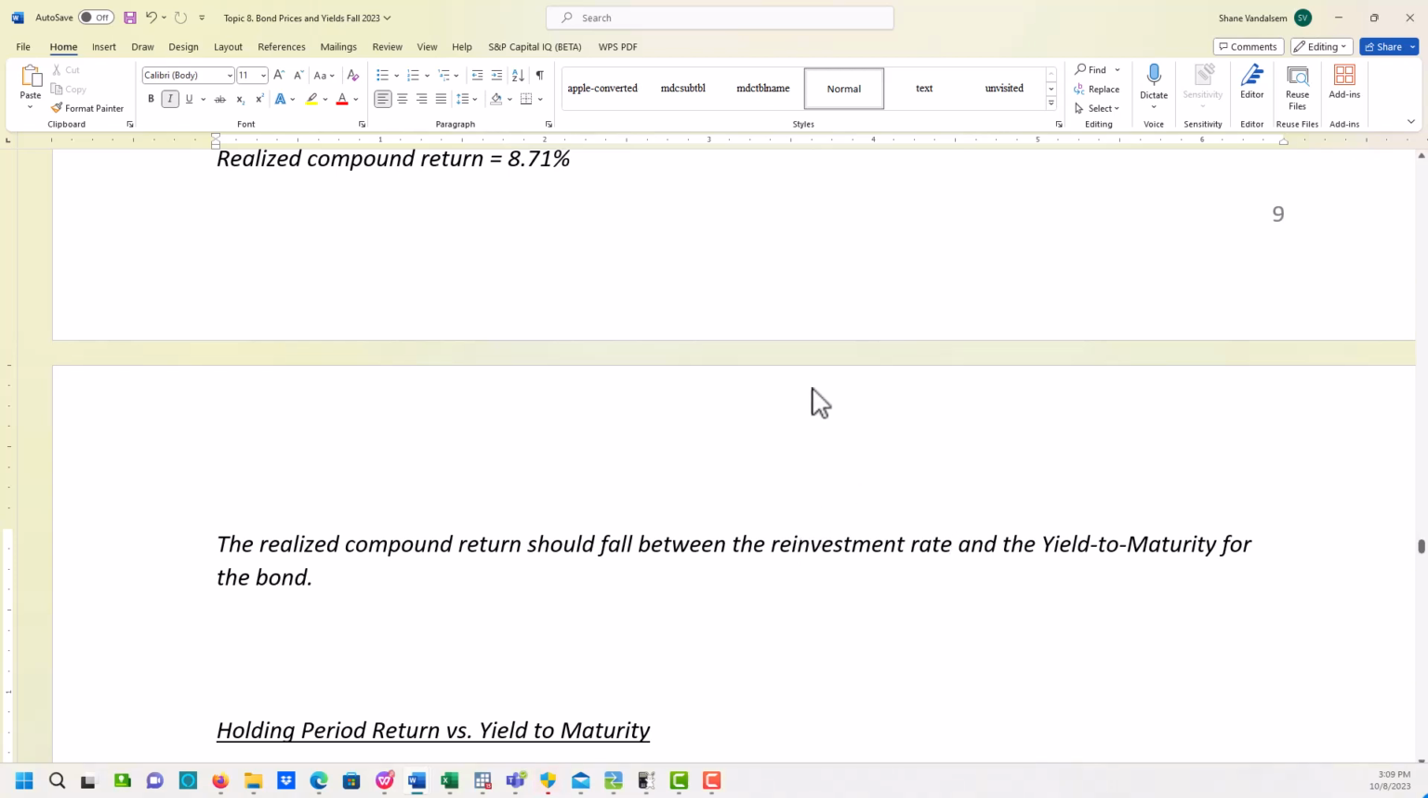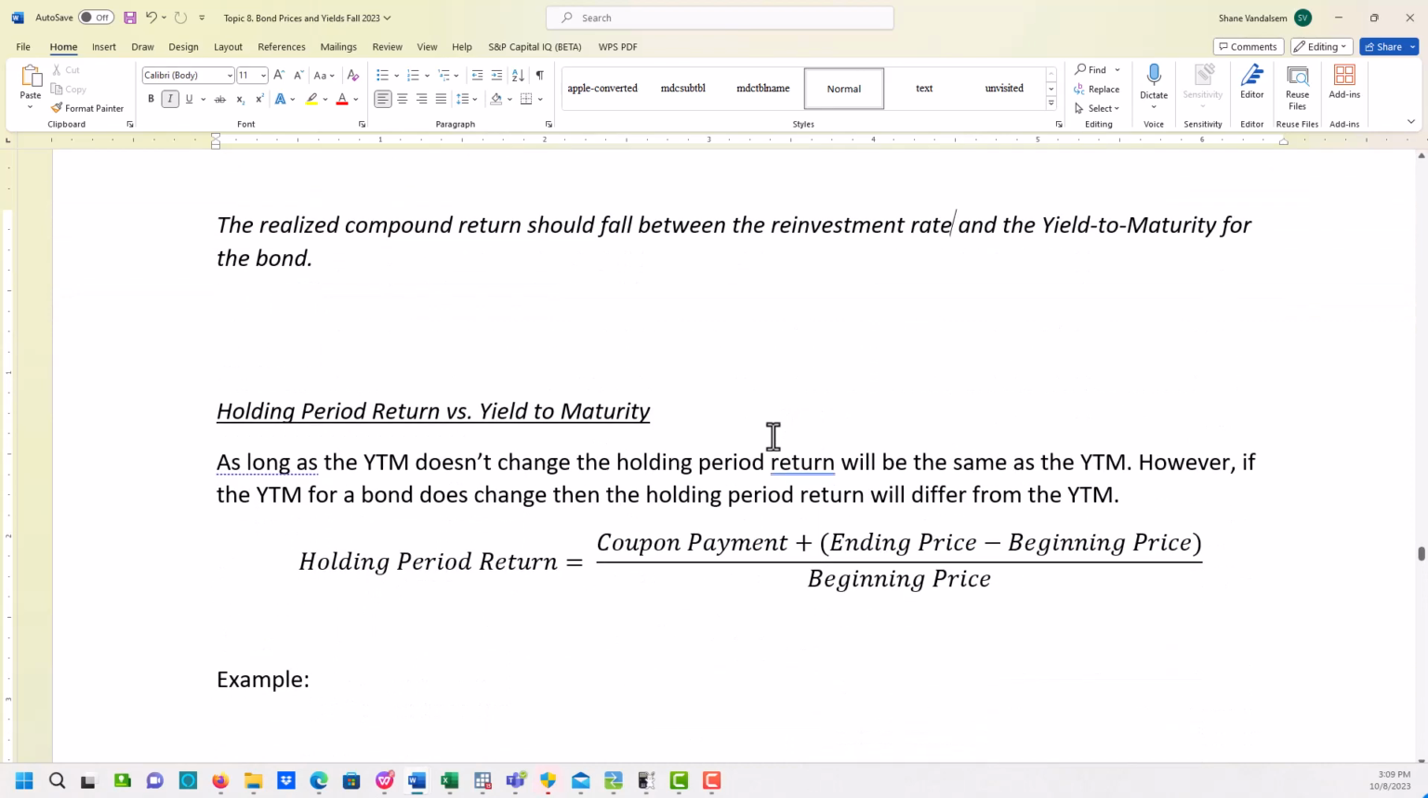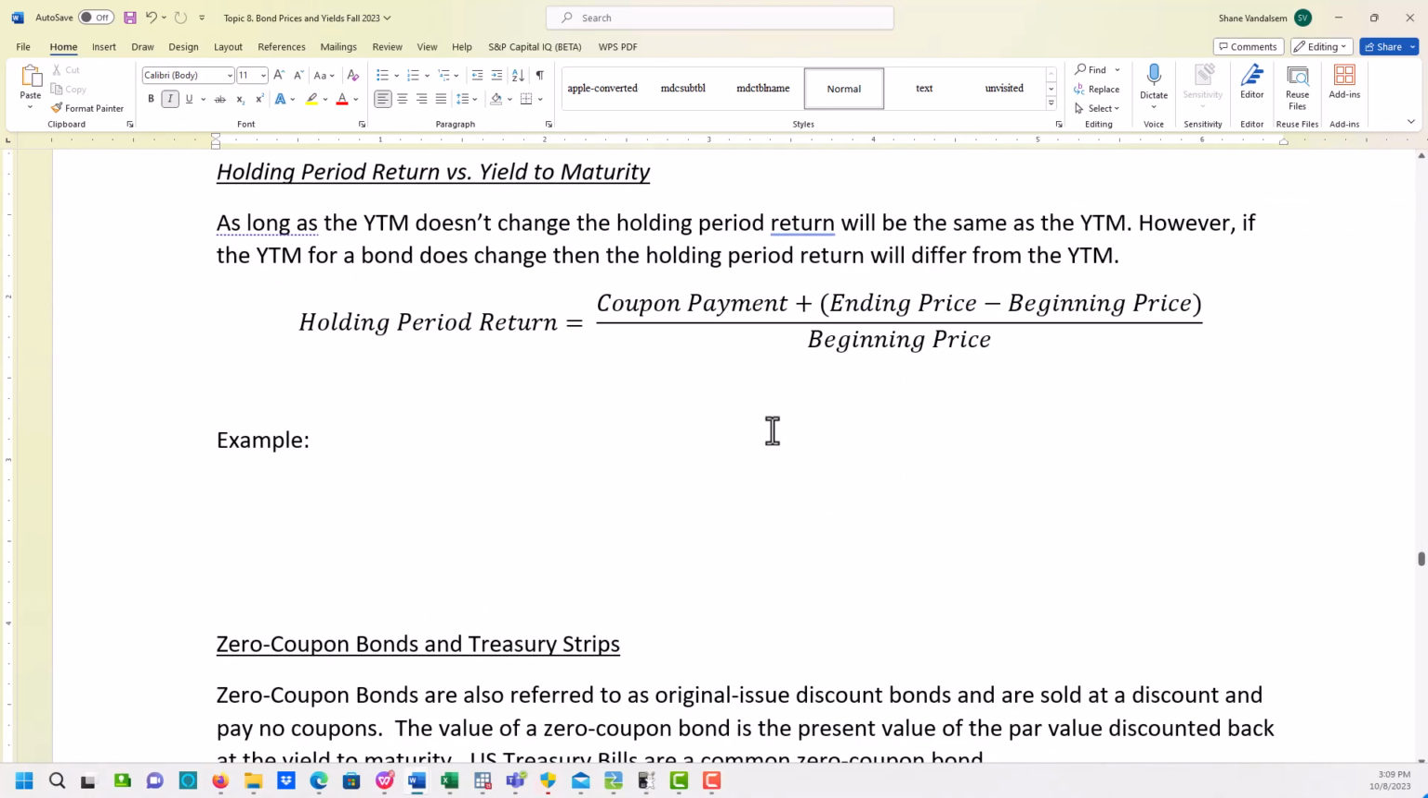The next thing we're going to look at is the holding period return versus the yield to maturity. I like to show this because it gives you an idea of what's going on year to year with the value of the bonds and how that contributes to the rate of return you're going to earn as an investor. So what I have down here is that as long as the yield to maturity doesn't change, the holding period return will be the same as the yield to maturity. However, if the yield to maturity for a bond does change, then the holding period return will be different from the yield to maturity. So in this example, we're going to start off by saying that the yield to maturity does not change.